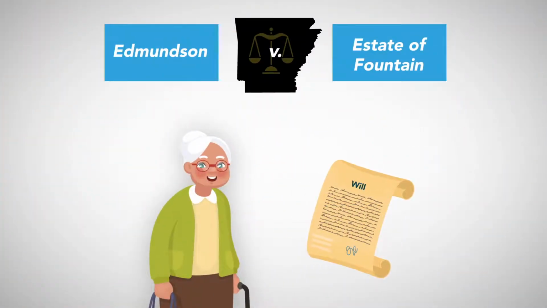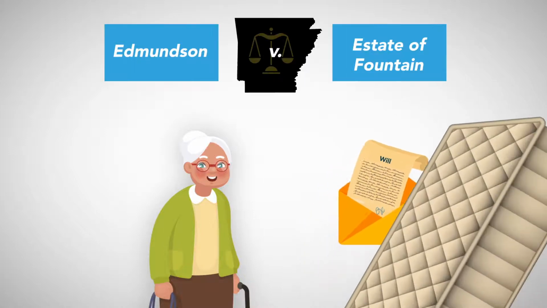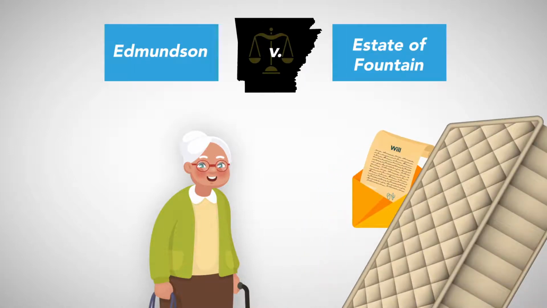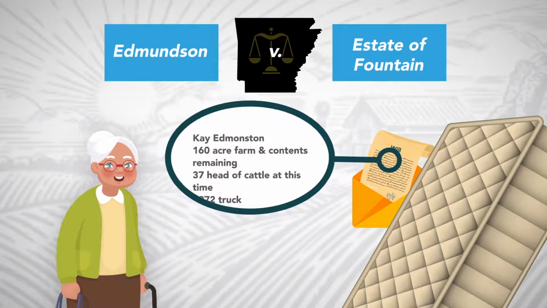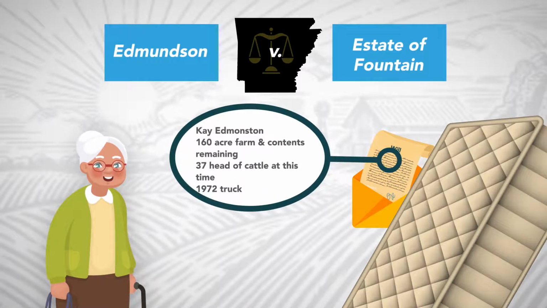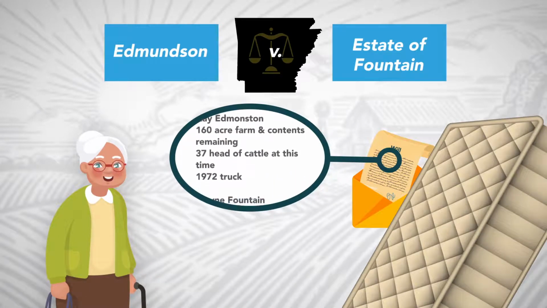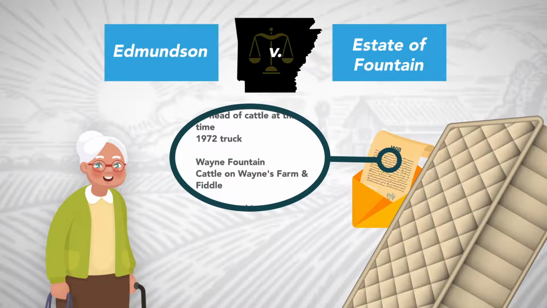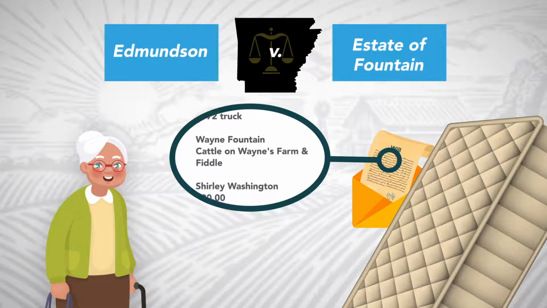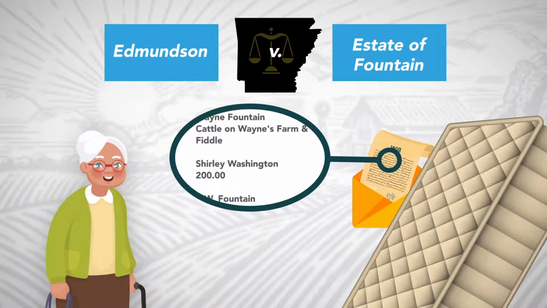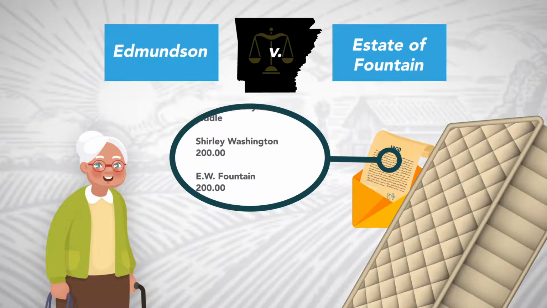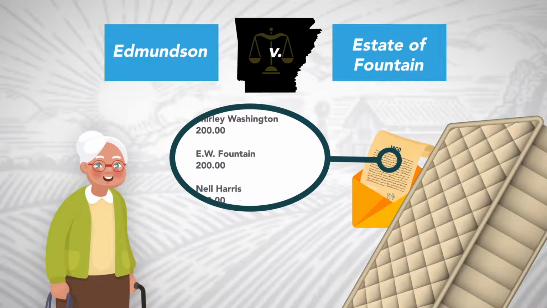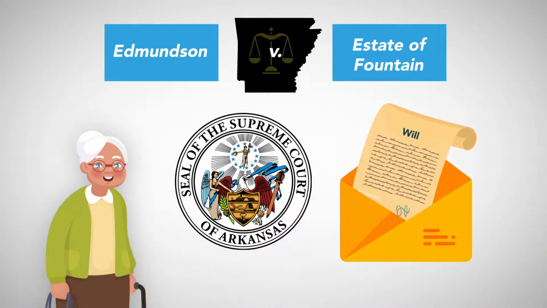There, a handwritten note by Mrs. Fountain, found in an envelope hidden inside a roll of upholstery, was dated, signed, and witnessed, and provided: "K. Edmonston, 160-acre farm and contents remaining. 37 head of cattle at this time, 1972 truck, Wayne Fountain, cattle on Wayne's farm and fiddle. Shirley Washington, 200. E.W. Fountain, 200. Nell Harris, 200." The Supreme Court of Arkansas held that this was not to be considered a valid will.